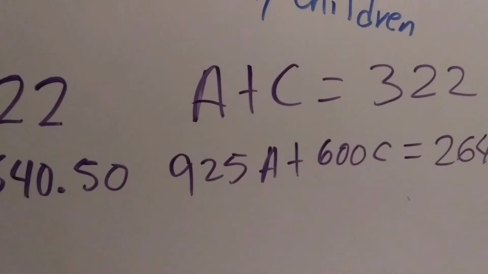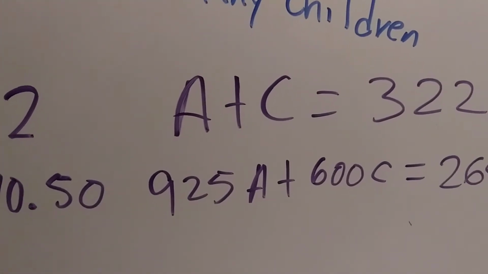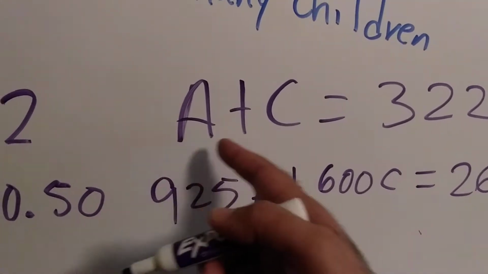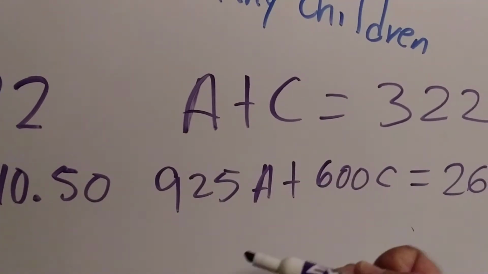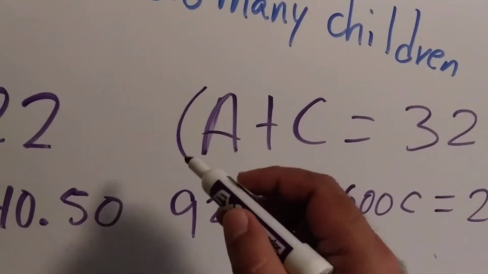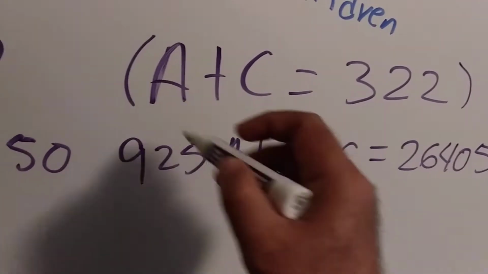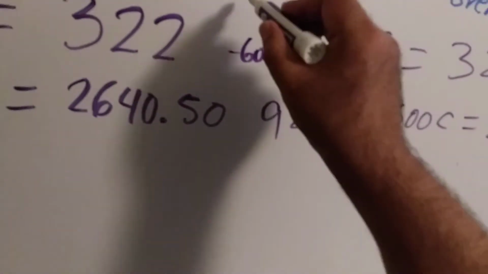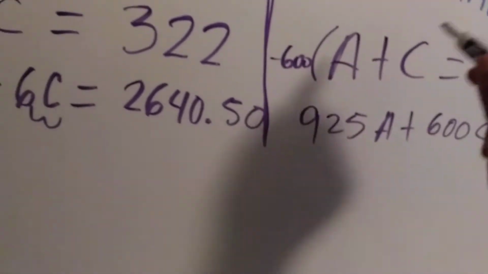So now let's look at this number here. We need to make either the A or the C negative. So let's go ahead and make the C negative. We're going to multiply the top equation here times negative 600, so we're able to cancel these two here. So it'll be negative 600. Let me separate it, I'm going to be moving back this way.